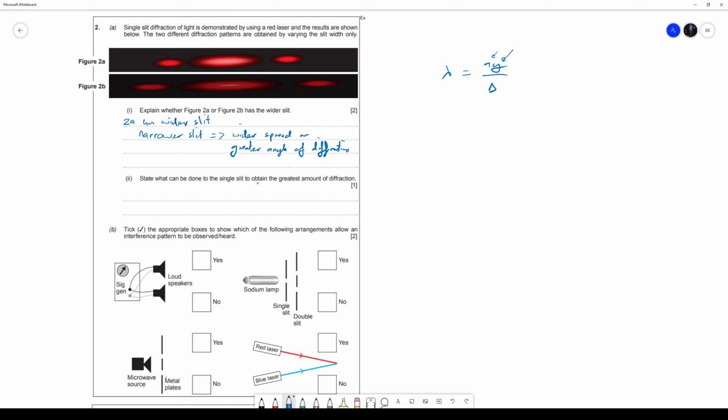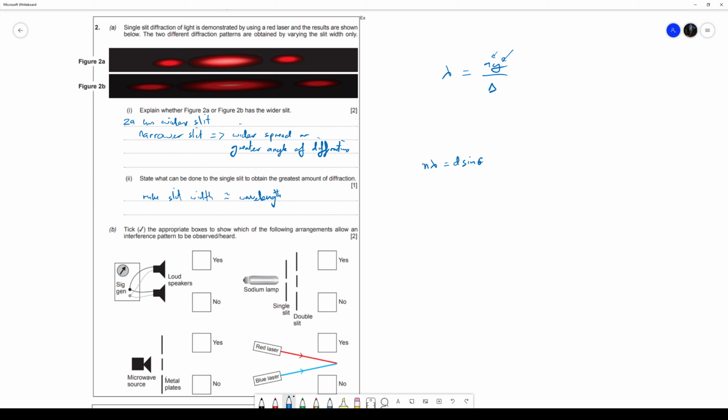Okay, what can be done to the single slit to obtain the greatest amount of diffraction? You get the most diffraction when the slit width is roughly equal to a wavelength. So make slit width roughly equal to wavelength. The easiest explanation of why that is really comes from the diffraction equation. If you think of n lambda equals d sine theta, it's always worth remembering that this top one is just an approximation of that bottom one. They're the same equation. The top one is an approximation that holds good for n equals 1.